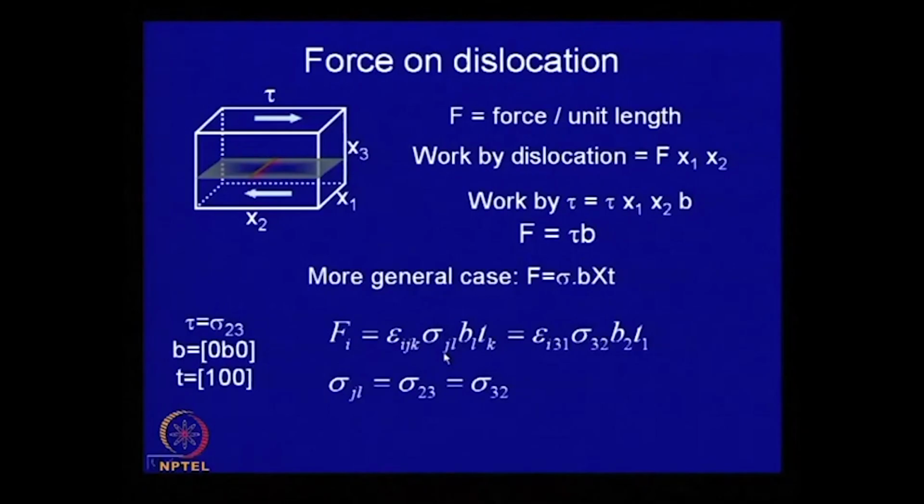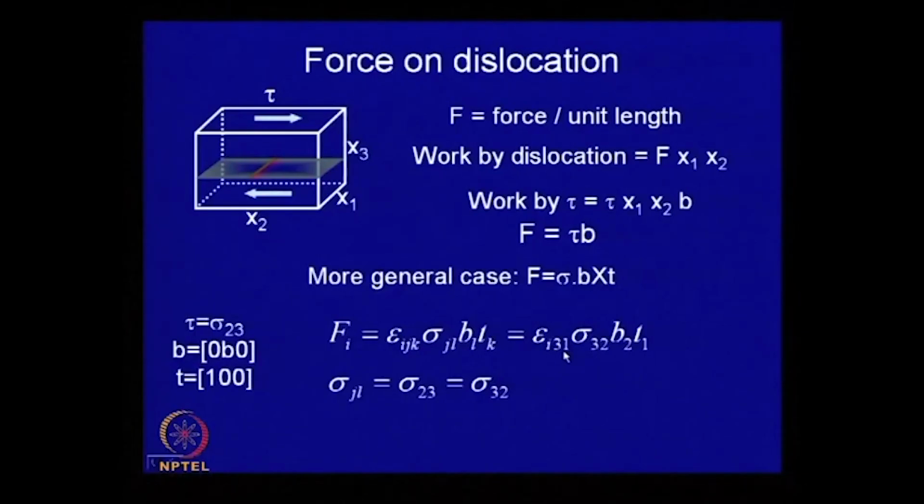j. Now, in this sigma, you see only 2 3 is existing. If 2 3 is there, sigma 3 2 is also there, because sigma 2 3 is equal to sigma 3 2. That means the stress tensor is symmetric. So this is 3 2. Then the only unknown suffix is i. What can be the value of i? The only number which is left is 2.